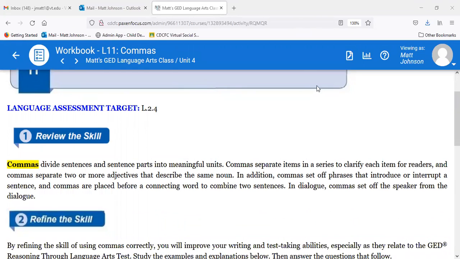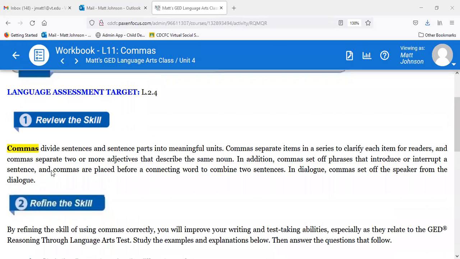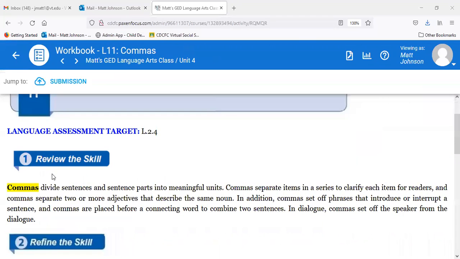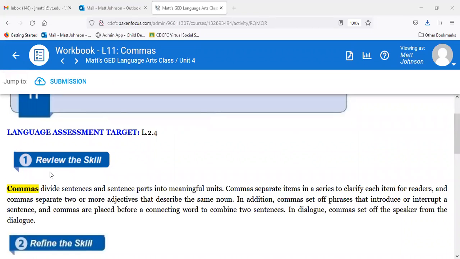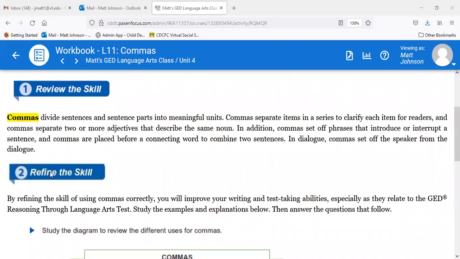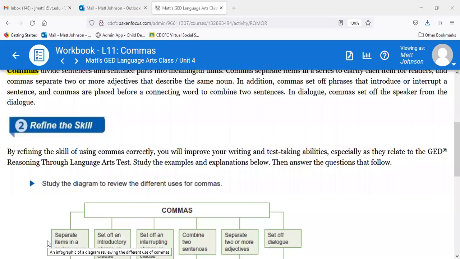And as we mentioned earlier, commas divide sentences and sentence parts into meaningful units. They help us clear up ideas and separate ideas. They also set off phrases that introduce or interrupt a sentence, and commas are placed before a connecting word to combine two sentences. A dialogue comma sets off the speaker from the dialogue. By refining the skill of using commas correctly, you'll improve your writing and test taking abilities, especially as they relate to the GED Reasoning Through Language Arts test.